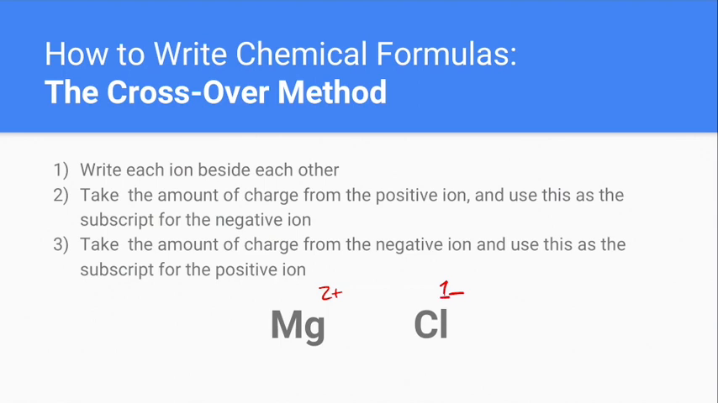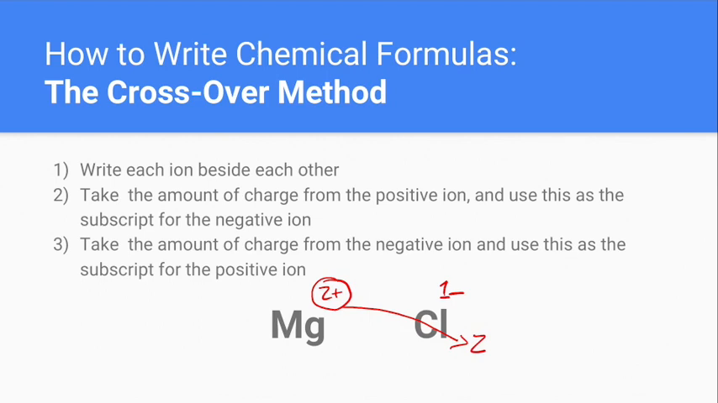Now that we have our ions, we're going to take the amount of charge from the positive ion and use it as the subscript for the negative ion. So the amount of charge from the positive ion is this 2 plus, and we're going to use that as the subscript for the negative ion. Our negative ion is chlorine, and we're going to take this over here and put it there. So this is going to be 2.